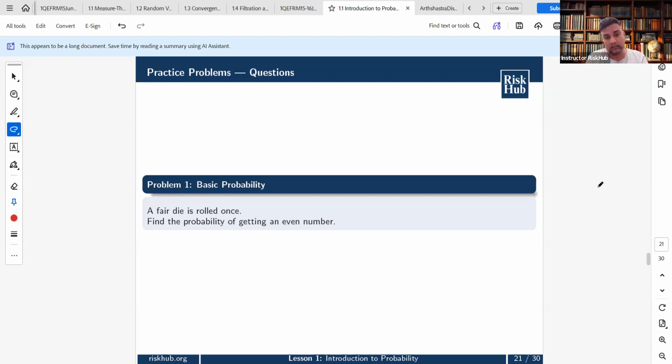So if you take a fair die rolled once, event outcomes are 2, 4, 6. Total outcomes is 6, right? So probability of even is 3 by 6, which is 1 by 2. Very straightforward, right? I think this is a high school question, not even quant finance, right? A card is drawn from a standard pack. What is the probability the card is a king, given that it's a face card?